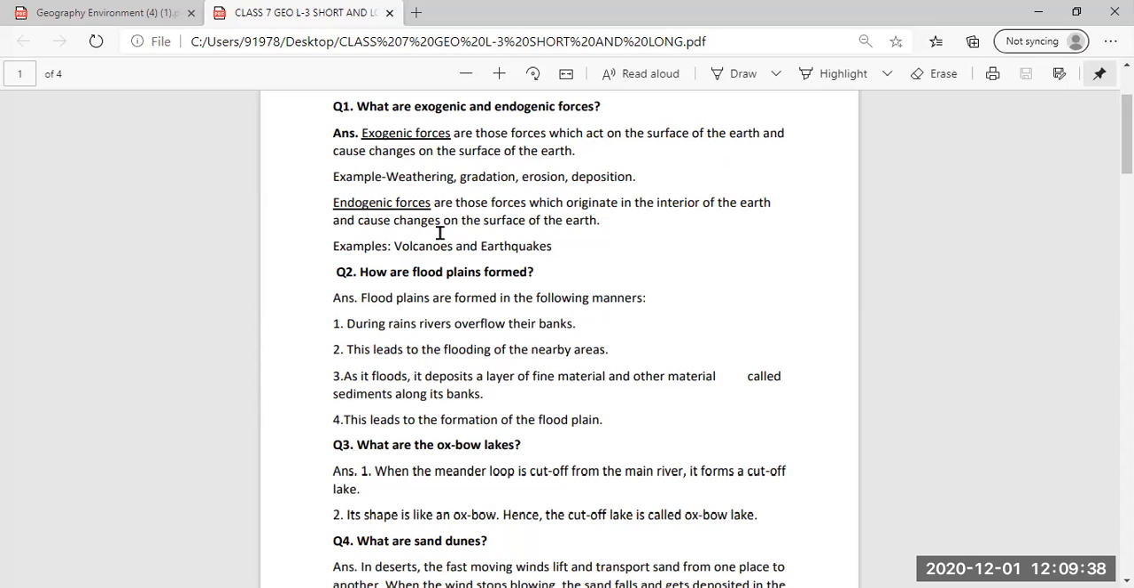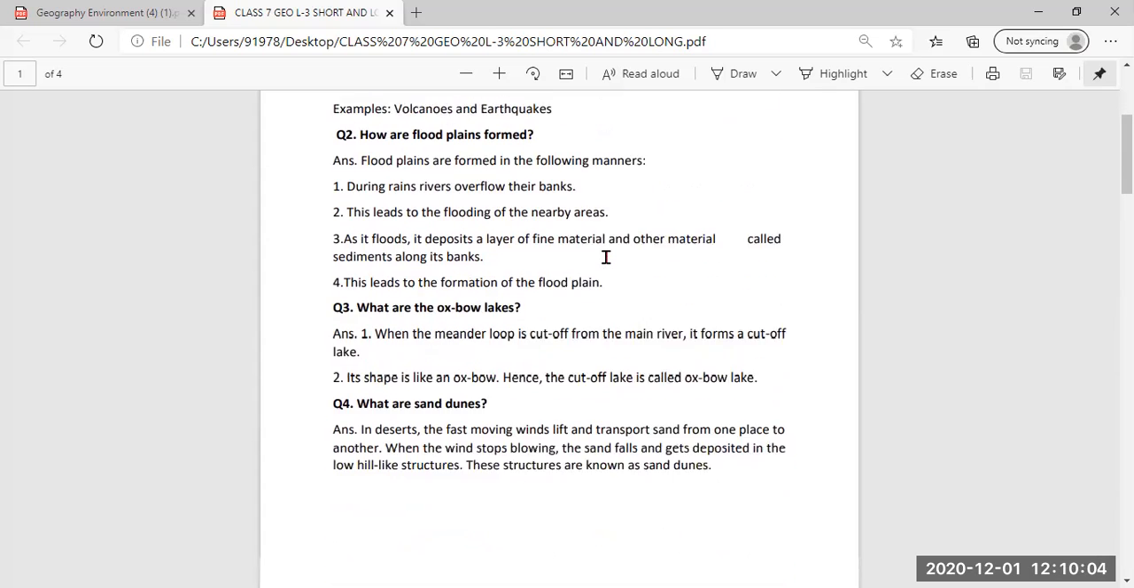Then endogenic forces are those forces which originate in the interior of the earth and cause changes on the surface of the earth. In endogenic, as we have understood, endo means interior. So whatever forces originate in the interior of the earth make changes on the surface of the earth, and that is called endogenic forces. Examples: we have read about volcanoes and earthquakes.